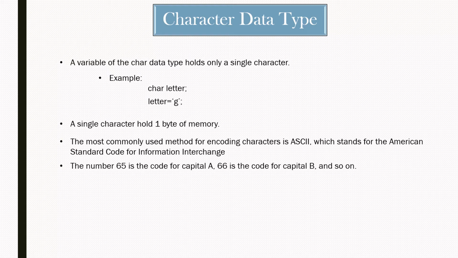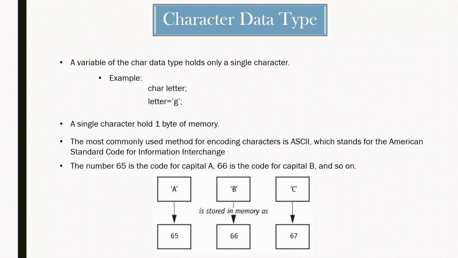So, when you are working with characters, you are actually working with numbers. The following figure shows that when characters such as A, B, and C are stored in memory, it is really the numbers 65, 66 and 67 that are stored at the back end.